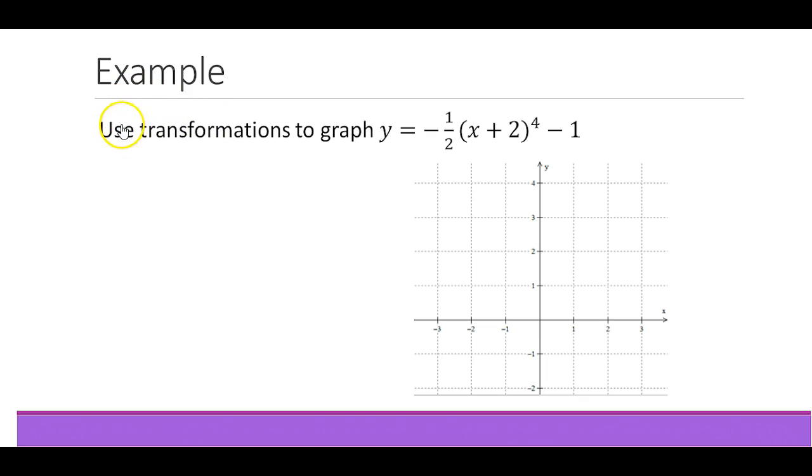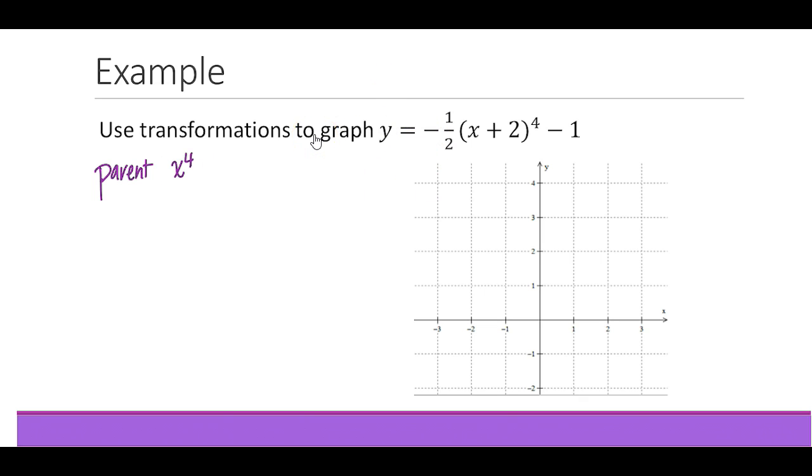In this review example, we're going to use transformations to graph y equals negative 1/2 times the quantity x plus 2 to the fourth, minus 1. So the only part that's really new here is that our parent function is x to the fourth. So we're going to identify the parent function as x to the fourth, and let's identify the transformations.